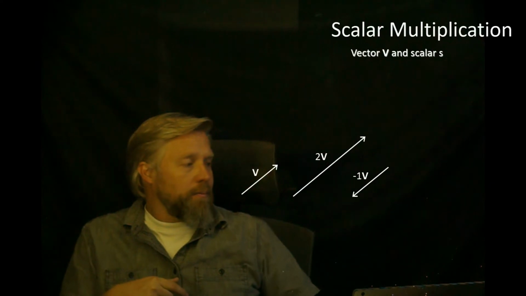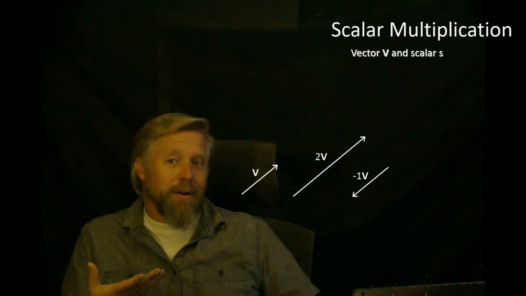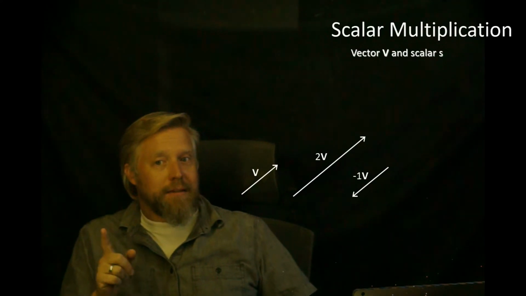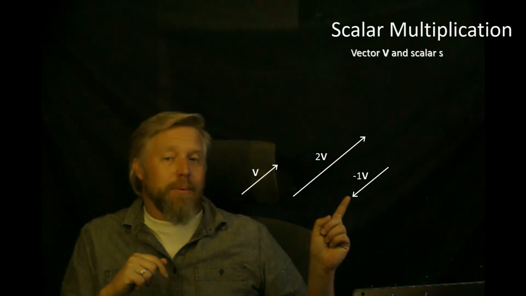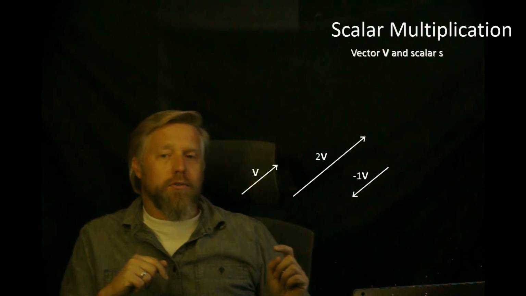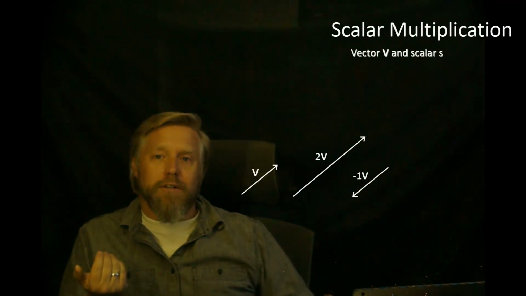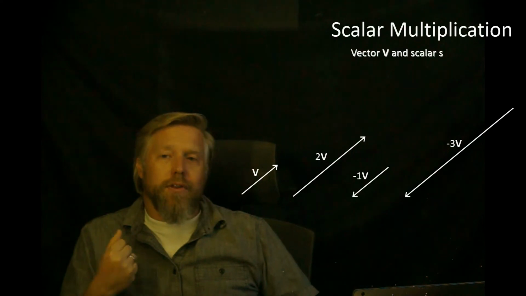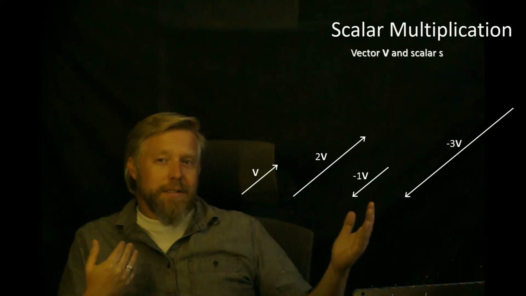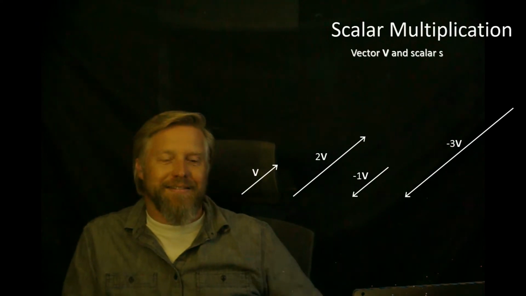If we decide to multiply it by a negative number, it keeps the same direction but changes the sense. Notice how the arrowhead is on the opposite side. We still have that same line of action that goes to infinity in both directions, but the sense has changed. And you can do both at the same time. You can multiply it by negative 3, which would triple its length but change the sense.